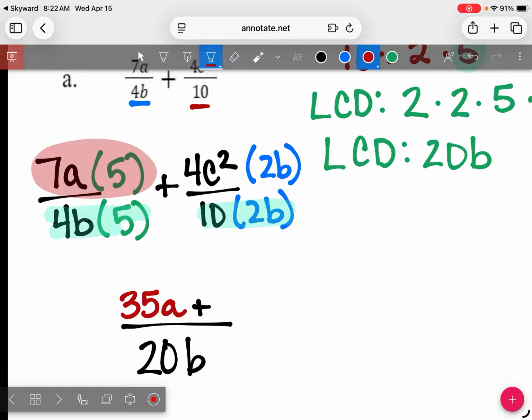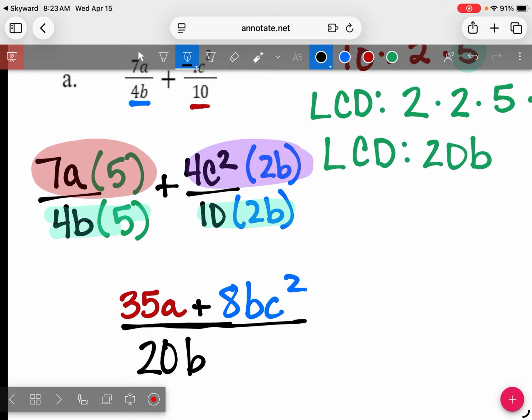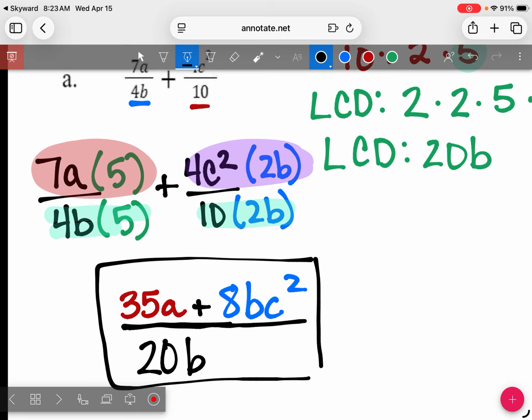Now let's do the same thing with our second fraction. 4 times 2. 4 times 2 is 8. And then I have a B and I have a C squared. That is my final answer. That's what you get by adding those 2 fractions together. The most important thing here is finding your LCD.